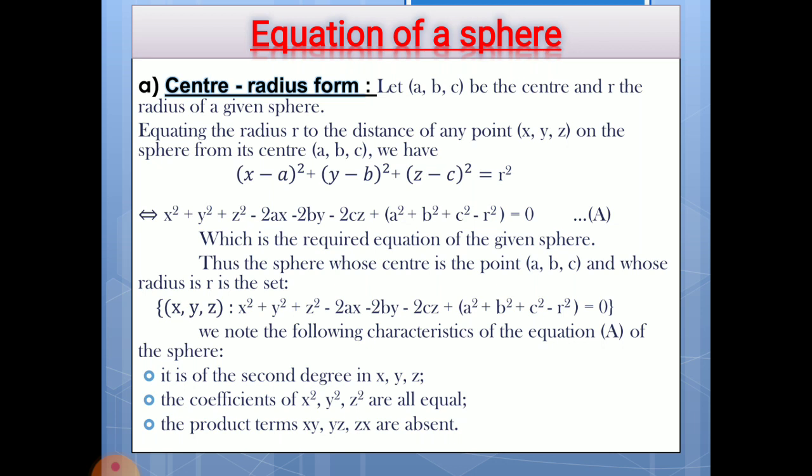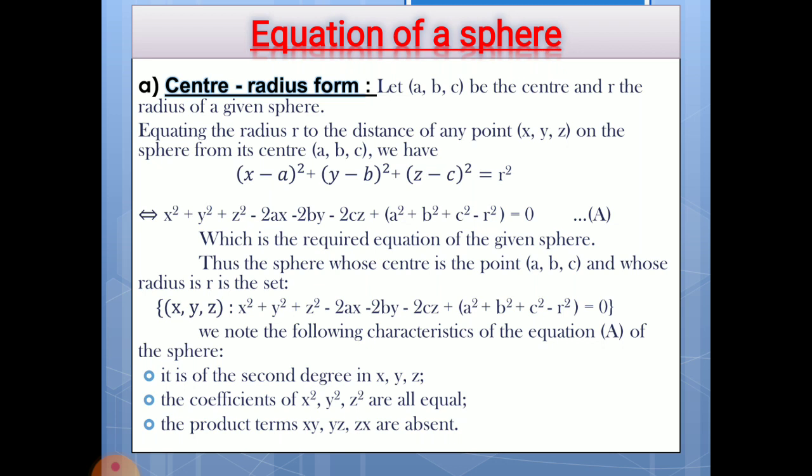Now equation of sphere. There are different forms of equation of sphere: standard form, center radius form, general form, equation of sphere passing through the diameter, like this. Now the standard form of equation of sphere is similar to the equation of circle. We know that x square plus y square is equal to a square is the equation of circle with center at origin (0, 0) and radius a.